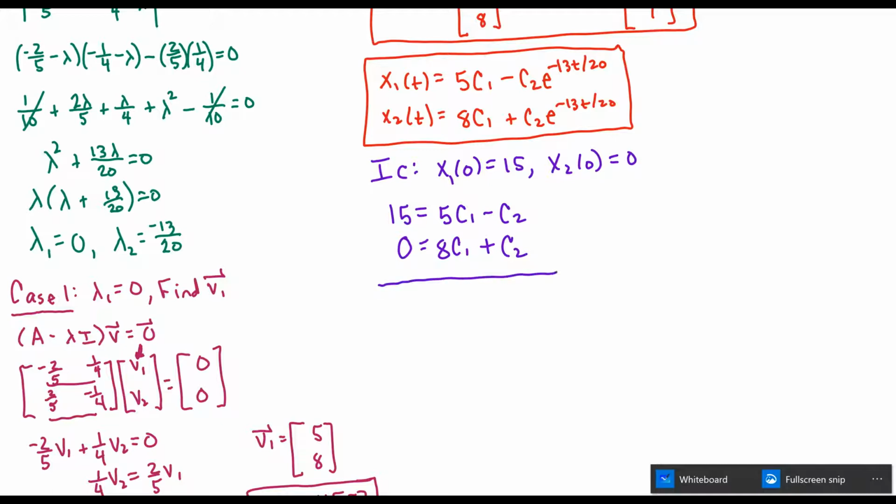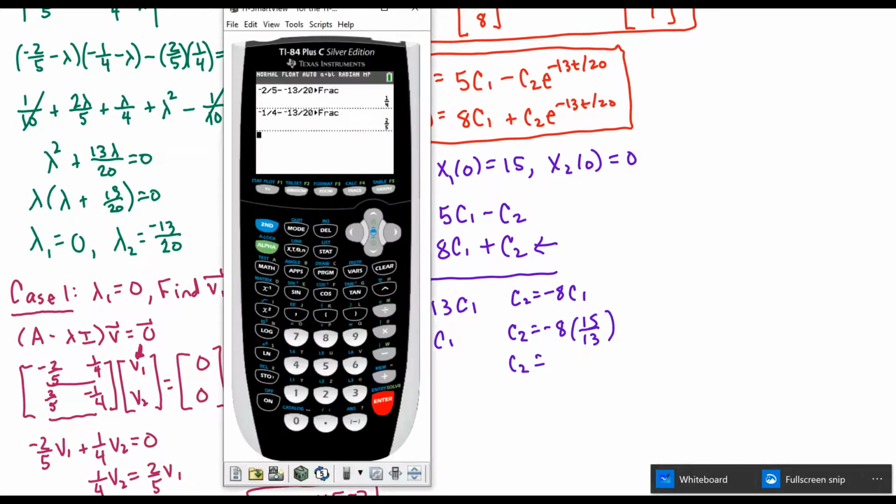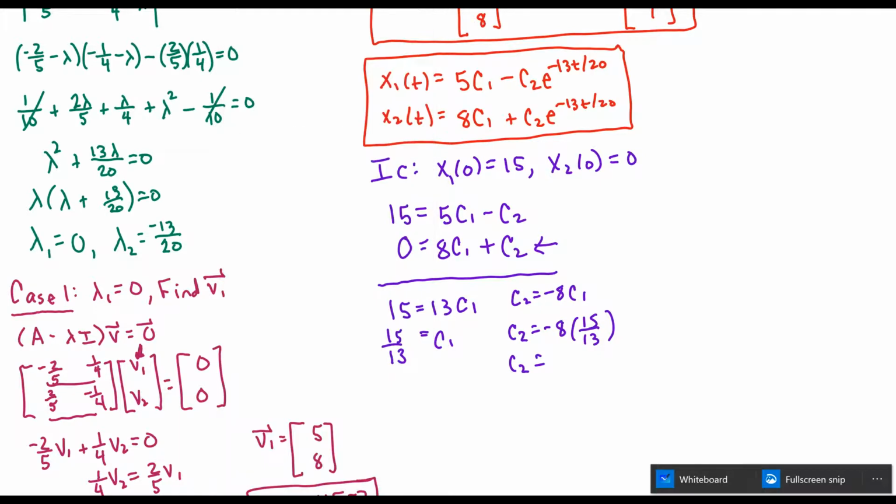Notice I can add those two equations together and very quickly get c1. And then c2, I'm just going to use the second equation. c sub 2 is negative 8c sub 1, just rearranging that second equation. So plugging in what we know about c sub 1, we end up with negative 120 over 13.